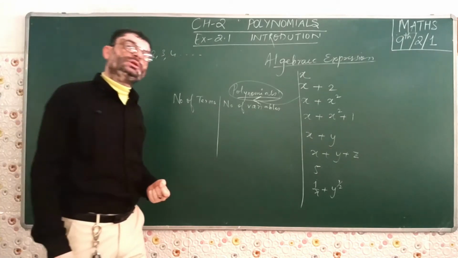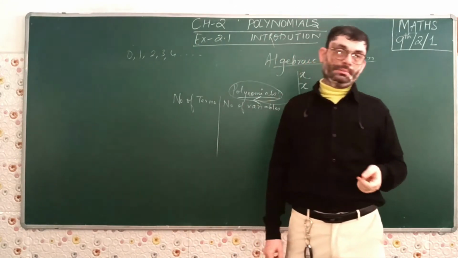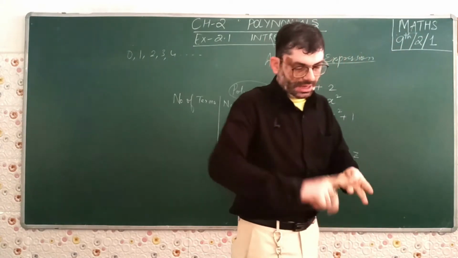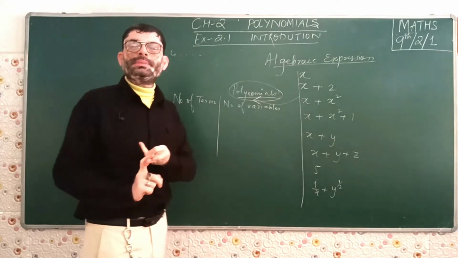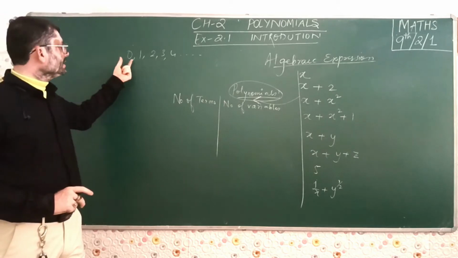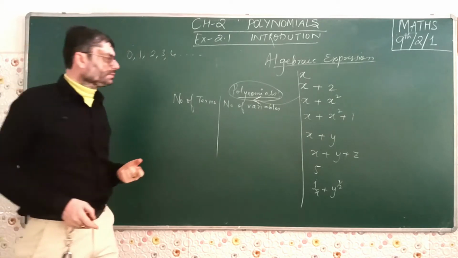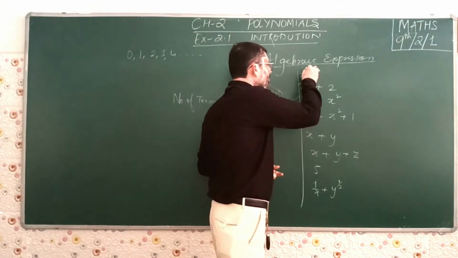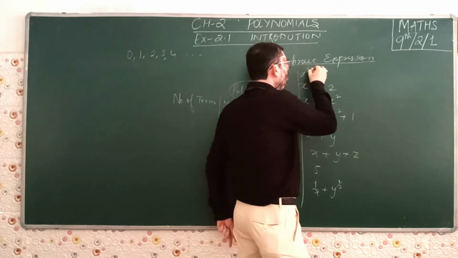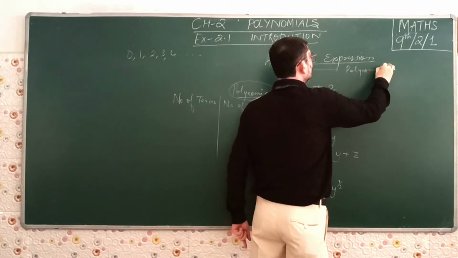The variables that are used, the power of the variables should be a whole number. It should not be a negative number. It should not be a fraction. It should not be a decimal number, but simply it should be a whole number. That means the power of the variable can take the values 0, 1, 2, 3 and 4. Here we have x. What is the power? The power is 1. So this is a whole number. So we can consider this algebraic expression to be a polynomial.